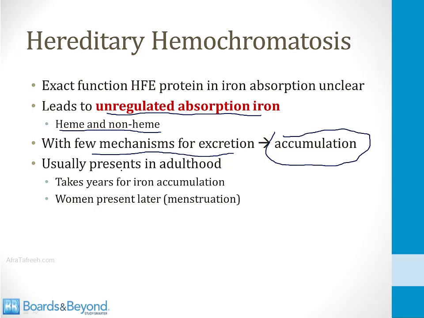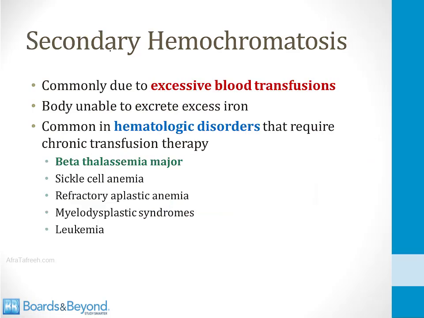The disease usually presents in adulthood because just like with Wilson's disease, it takes several years for the iron accumulation to develop into symptoms. And importantly, women who have hereditary hemochromatosis present later than men, and that's because they menstruate and therefore they lose some iron every month. You can develop hemochromatosis without an abnormal HFE protein if you receive excessive blood transfusions over the course of your life. This is called secondary hemochromatosis. The problem is the same as in hereditary hemochromatosis in that the body cannot excrete excess iron.